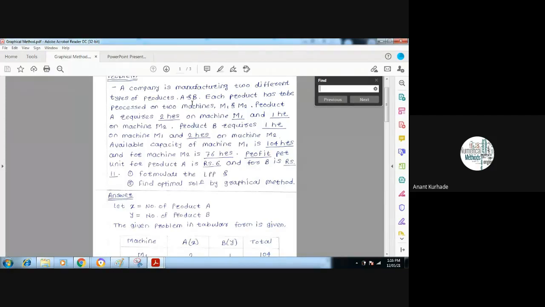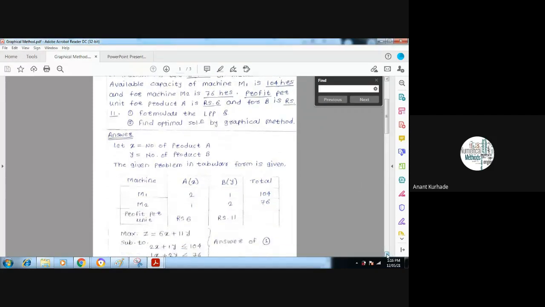This is a very important step. If you skip this step and write a correct answer, you can still get 0, because the examiner doesn't know what is meant by x and what is meant by y. So initially, while formulating the LPP, you have to define what is x and what is y. Here we can define: let x be the number of product A and y be the number of product B. Is it visible?